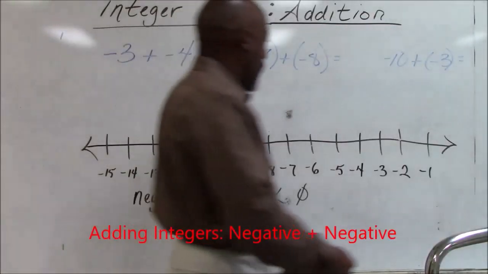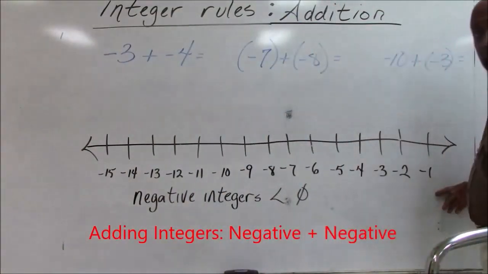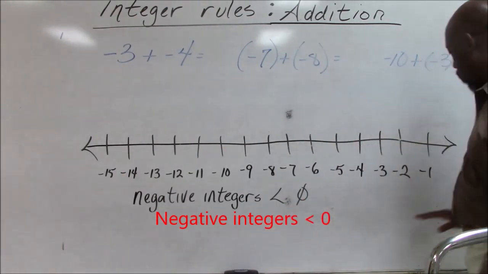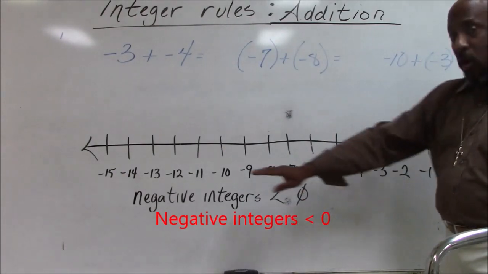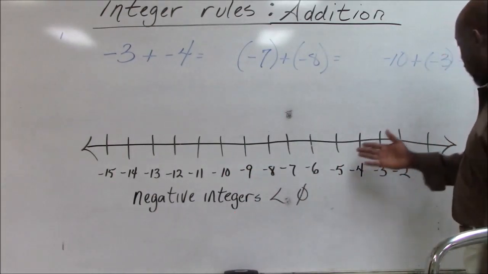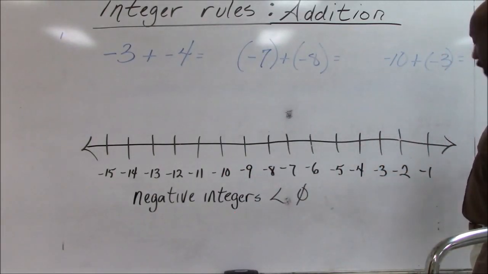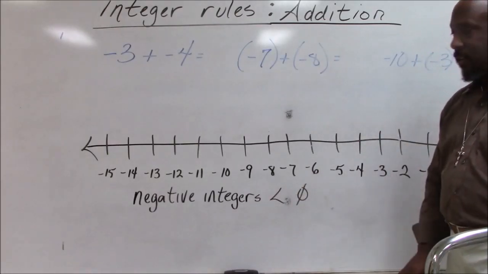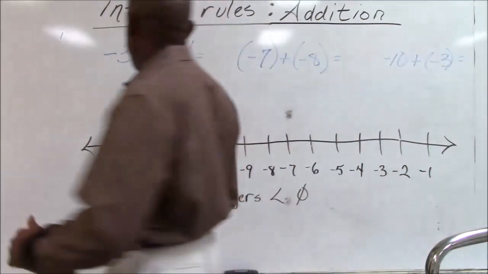We now have our negative integers. And you'll find out that all negative integers are less than 0. So we go -1 all the way down to -15. This would continue to be more positive. The next number would be 0. All negative integers are less than 0. Now we have addition. This is integer addition.